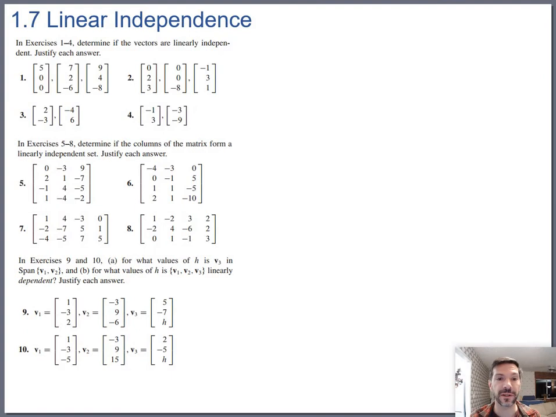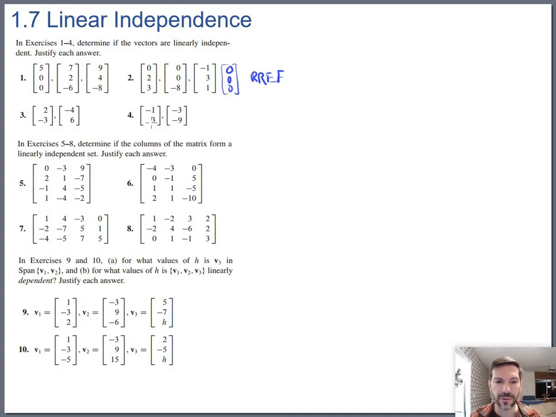For 1 through 4, it says determine if the vectors are linearly independent. So the basic idea would be to say I need an extra 0, 0, 0 on the end, and then you'll do RREF on this 3 by 4 matrix, and you will see if there's a free variable, and if there is, then there's more than the trivial solution, and it's dependent. You can certainly do exactly the same thing on number 4.